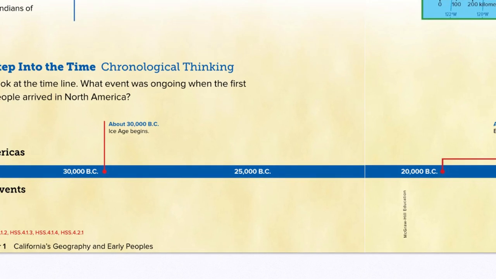At the bottom here, we do have a timeline, and it's chronological thinking. Timelines are chronological. In other words, it tells events at the start and then goes all the way to the end. Now, this is a long time ago, 30,000 BC. And it says at about 30,000 BC, the Ice Age begins.